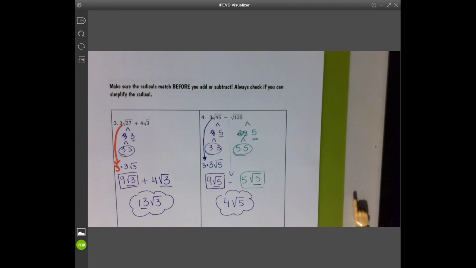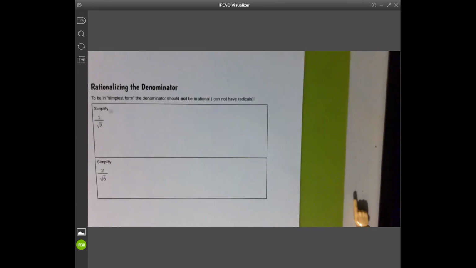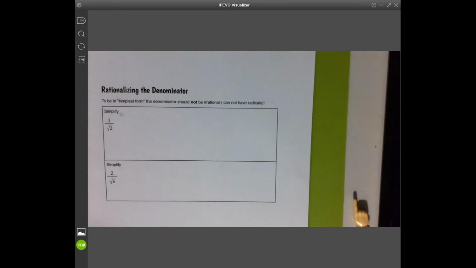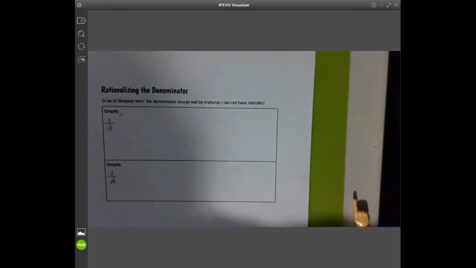All right, and now we're going to try one more skill. Our last skill deals with a little bit of fractions. It's called rationalizing the denominator. The reason why we are working with this fraction is because we have a radical in the denominator. We do not like that, nor do we want that. That's like having a decimal in the denominator. We really don't have that. We need to clean that up. So we are going to clean that up, and I'm going to show you the first one on top.